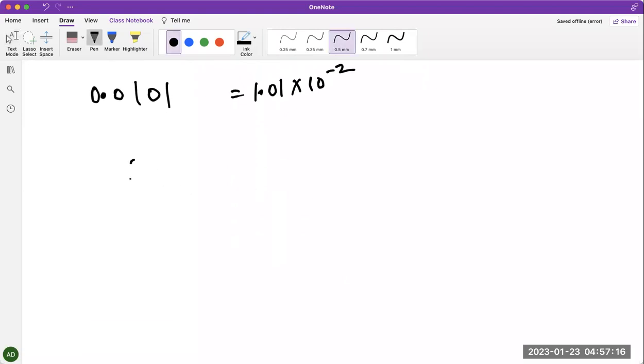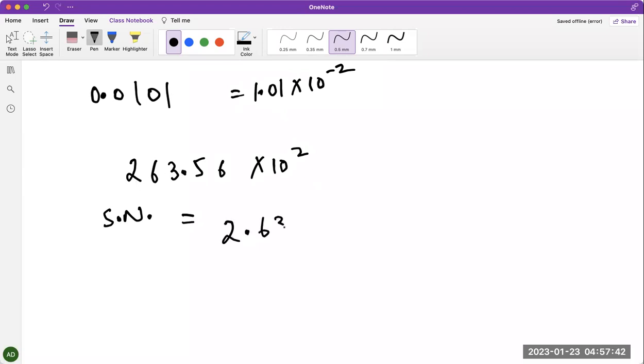Let's say 263.56 times 10 to the power 2 is the number that you're given, and you want to change it into a scientific notation. What would that look like? First of all, we need this decimal to be after the first non-zero number, which happens to be this 2. So this number should look like this. This is where the decimal should be.